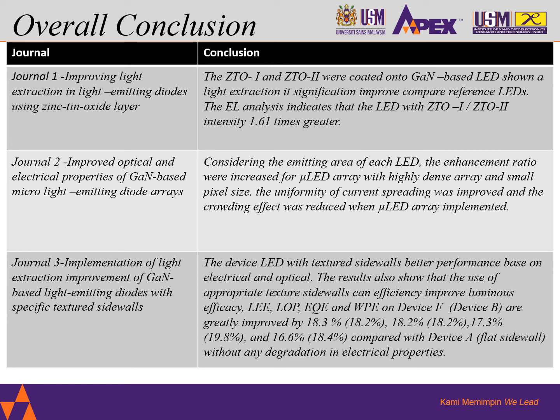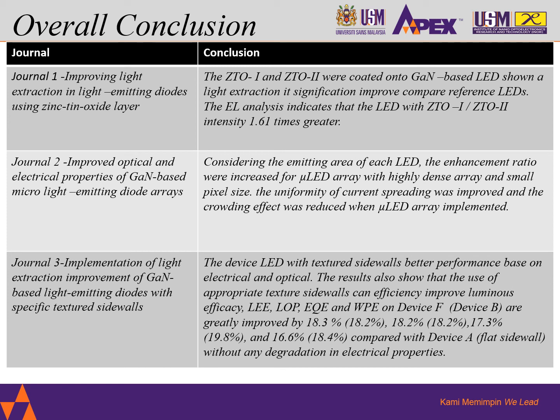Okay, let's go for the overall conclusion for Journal 1, Journal 2, and also Journal 3. The main focus of the study is to improve the light extraction of the LED in terms of material and also method for fabrication of the LED. Let's go for Journal 1. Journal 1 shows us that the material introduced can improve our process, and the characteristics of the LED were better than the reference.